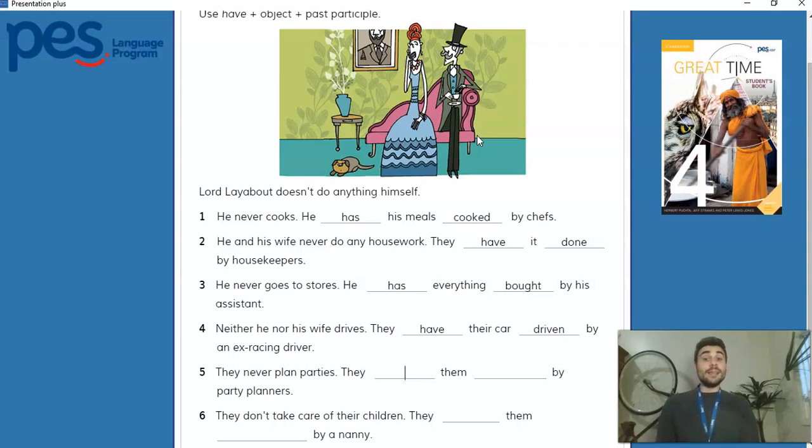Number 5. They never plan parties. Them, by party planners, right? So, they have them planned by party planners. Then number 6. They don't take care of their children. They have them taken care of by a nanny, right? So they don't look after their children. They hire someone to do that.